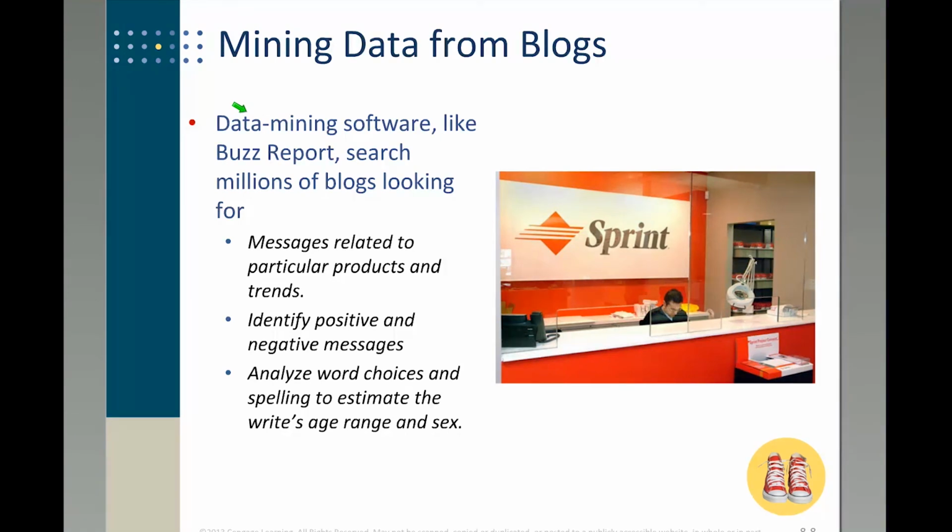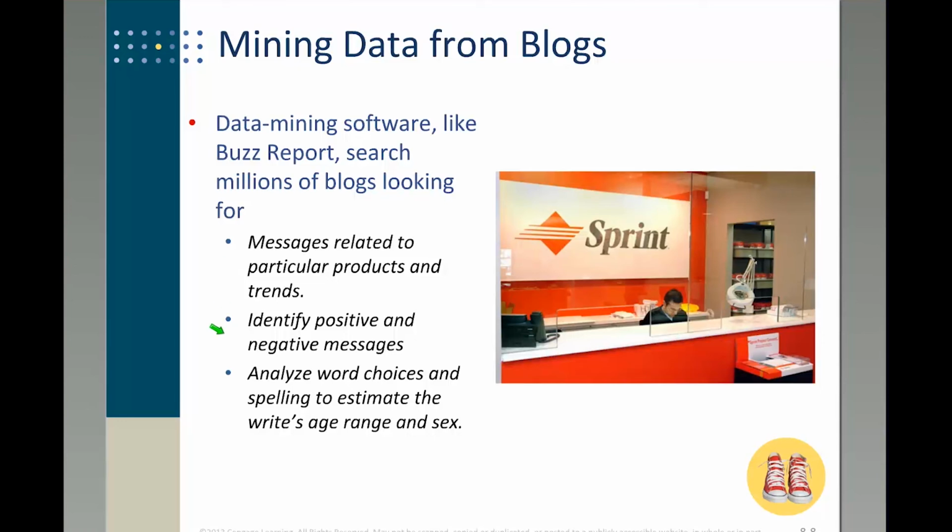That is, nowadays people are using social media all the time, like Facebook or Twitter, and those posts can also be regarded as data, and data mining can be useful to summarize or get some information through different posts. So one company called Buzz Report does such things. They would search millions of blogs looking for messages related to particular products and trends, and this will inform companies of the trend in the market.